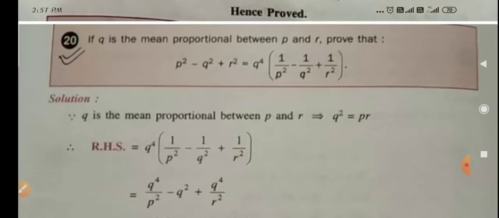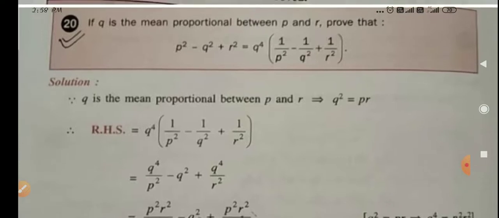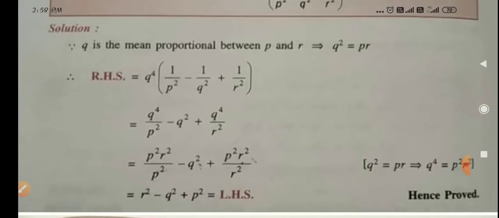Next example is coming. If Q is the mean proportion between P and R, prove that P² − Q² + R² equals Q⁴ into (1/P² − 1/Q² + 1/R²). How can we prove it? Here already one condition is given, Q is the mean proportion between P and R. When Q is the mean proportion, it means that Q² equals PR. As I told you, square of mean proportion equals product of first and third proportional. So here you can see the solution. Q is the mean proportion between P and R, which implies that Q² equals PR.